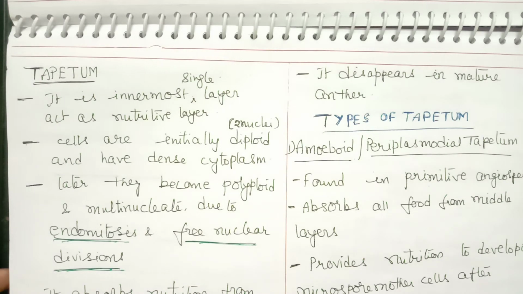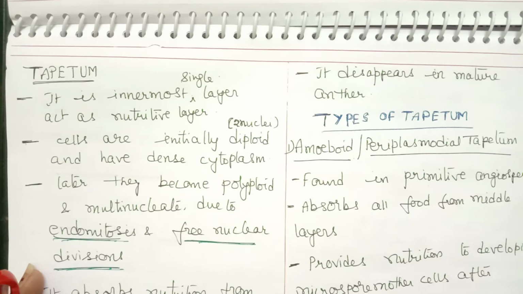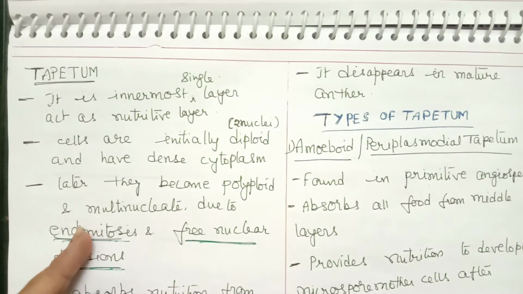Mitosis takes place without the separation of nuclei, that means without cytokinesis. Only nuclear division will occur without cytokinesis. So they become multinucleate and they also become polyploid in nature, and they are with dense cytoplasm. All these structural changes take place in tapetum in order to provide nutrition. The main function of tapetum is to provide nutrition to the growing spore mother cells.